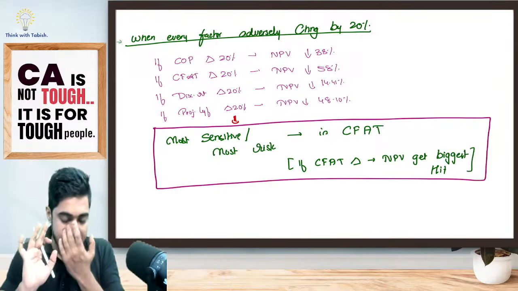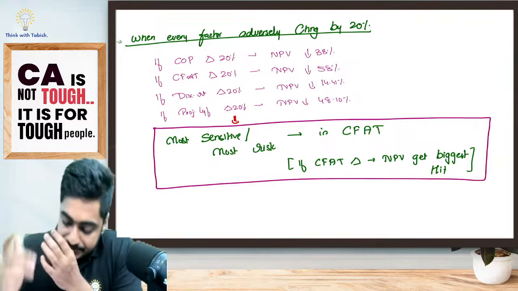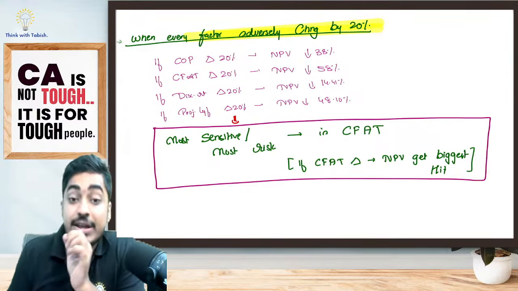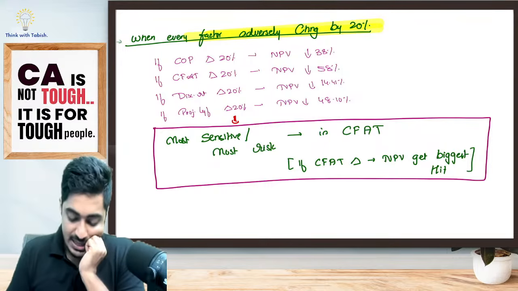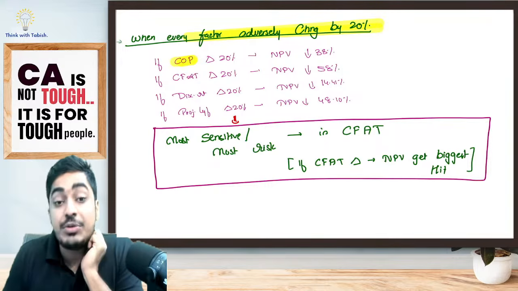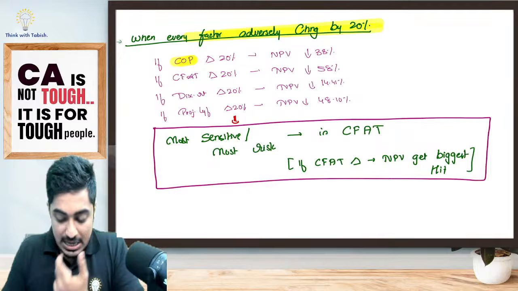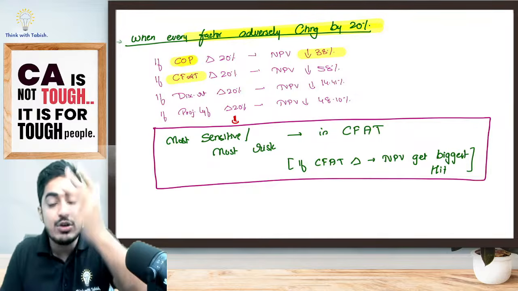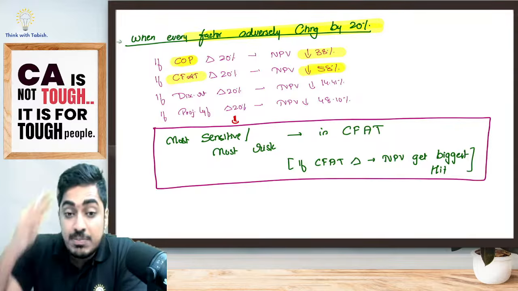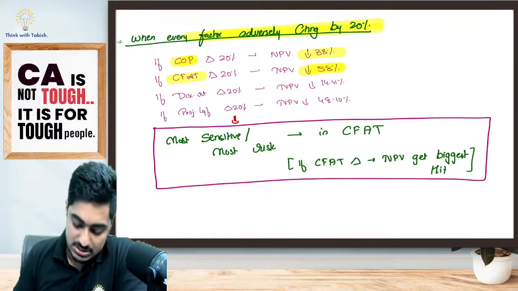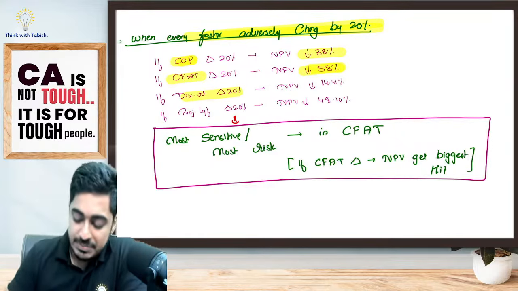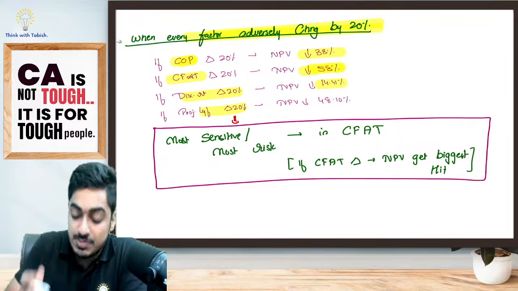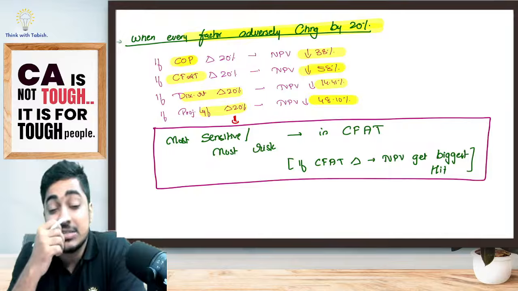We will revise, summarize, don't worry. I am telling, if every factor adversely changes by 20%, what is the impact? If my cost of project changes by 20%, now what happens to NPV? My NPV will reduce by 28%. If my cash flow reduces by 20%, my NPV will reduce by 58%. If discount rate changes by 20%, only 14% NPV will fall. If project life reduces by 20%, my NPV will change by 48%.